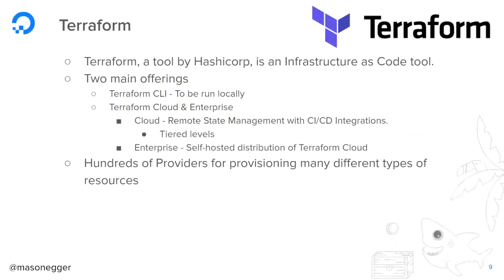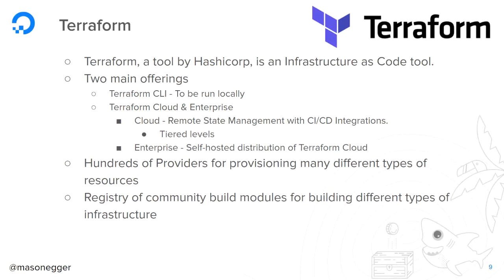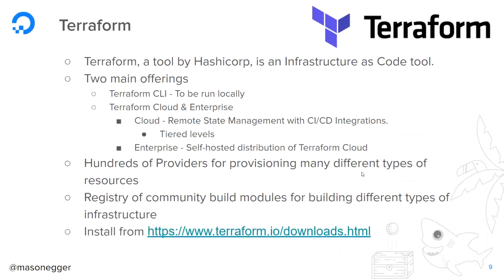There are hundreds of providers for provisioning many different types of resources, from DigitalOcean to AWS to Datadog to just all sorts of things. And then there is a registry that they recently launched of community-built modules for building different types of infrastructure. So say maybe you want to build the same stack that we're building today, but you want to see how other people have done it. You can go and view other people's things in Terraform registry and just download them and use them yourself if you want. You don't have to reinvent the wheel every time you want to write Terraform. You can easily, hopefully, find somebody else's code that's already done it.